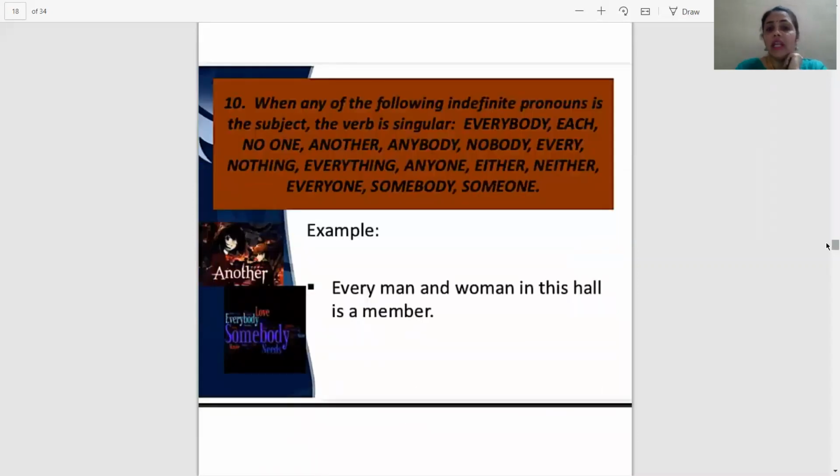Then, when any of the following indefinite pronouns is the subject. Indefinite pronouns, because we don't know the number. For example, everybody, each, no one, another, anybody, nobody, everything, nothing, anyone, either, neither, everyone, somebody, someone. These are many which we keep on using every day, and they are indefinite. If I say everybody, you don't know how many people I'm talking about. If I say we will take this topic another day, but which day? I have not confirmed it, so it becomes an indefinite pronoun.